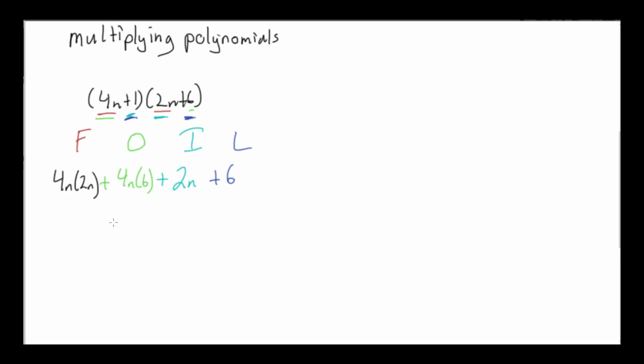Alright, so now we're just going to come back through. We have n times n. We will end up with n squared. 4 times 2 is 8. Plus, and now we have 4n times 6, 24n. And these two we've already done the math for because they were very simple. Multiplied by 1.